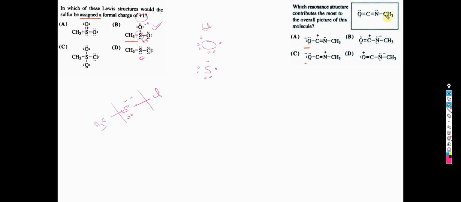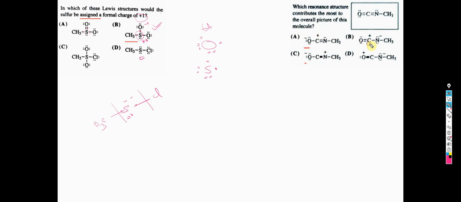Which resonance structure contributes the most to the overall picture of this molecule? That basically depends upon whether the charges are correctly placed, and if all the atoms that need an octet have an octet, and also if the electronegative atom gets electrons compared to a less electronegative atom, and so on. If you look at structure A, you see carbon here does not have an octet. It has 1, 2, 3, 4, 5, 6 electrons only. Therefore, this has lesser preference as a resonance form for the molecule to assume. That's one way to look at it.